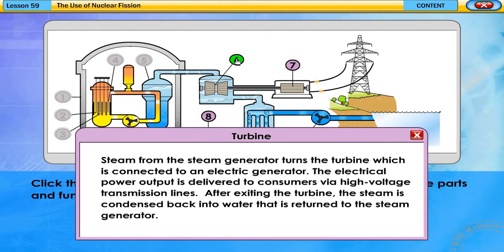Steam from the steam generator turns the turbine, which is connected to an electric generator. The electrical power output is delivered to consumers via high-voltage transmission lines. After exiting the turbine, the steam is condensed back into water that is returned to the steam generator.